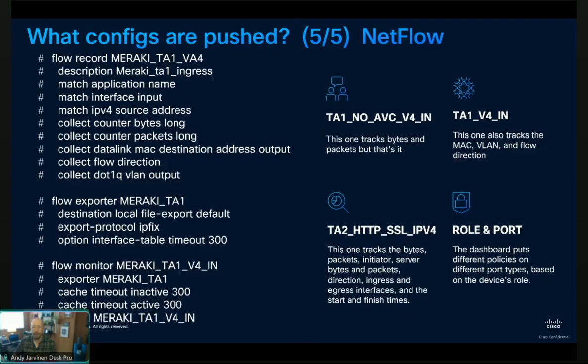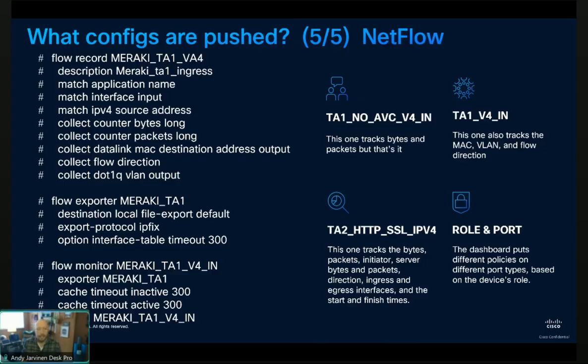The flow record defines what constitutes a unique flow by matching criteria. So up here we have match application name, match interface input, match IPv4 source address. If any one of those changes, it's considered a new flow and not a unique flow. So with the record, it'll track those pieces of information, that application name, the IPv4, the interface input. It'll also track the collect fields: counter bytes, counter packets, data link MAC destination address, flow direction, and the VLAN. The match is required for making the unique flow. The collect is extra information that we send to the dashboard from that flow.